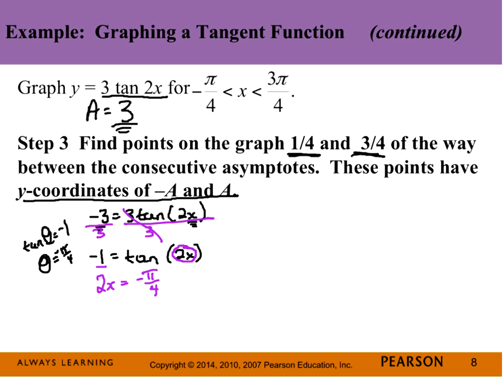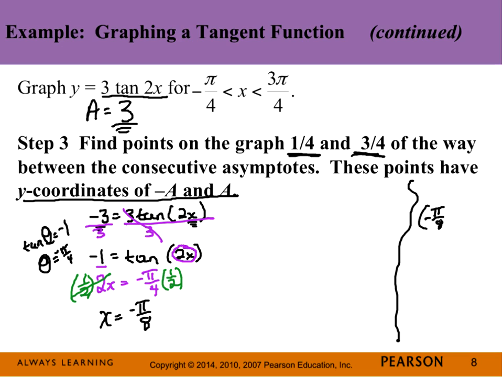Okay, great. All right, so now I'm just solving for x here. I'm going to divide by 2 on both sides, but since I have a fraction on the right-hand side there, I'm actually going to multiply by 1/2. So that takes care of that 2 there, and I end up with x is equal to negative pi over 8. So that means I have the point negative pi over 8, negative 3, because that was the y value that I was solving that for.